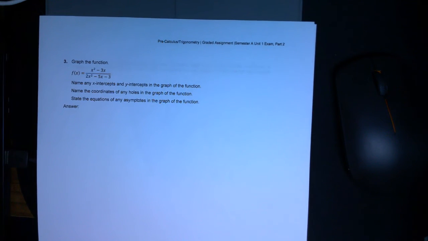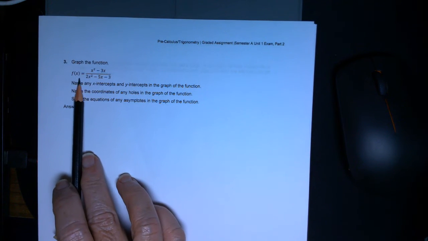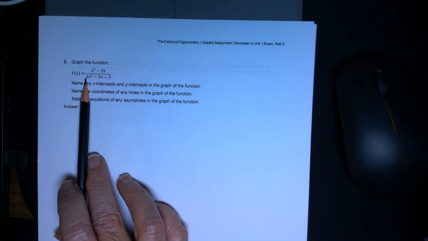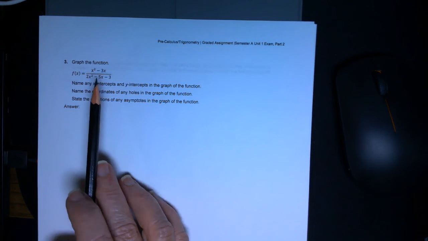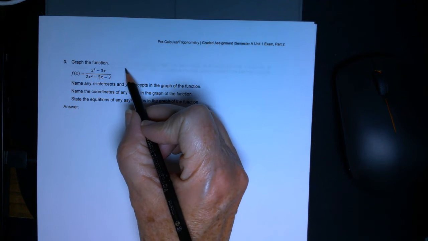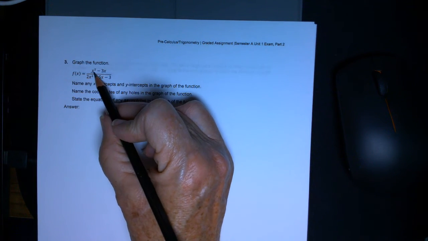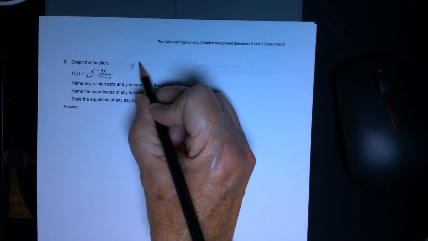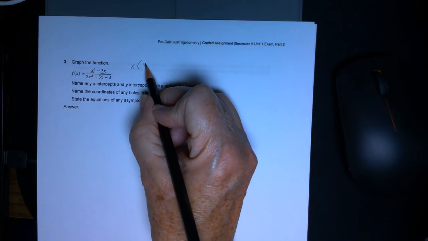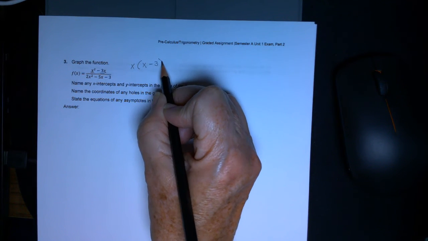All right, on this one, we're asked to graph the function f of x equals x squared minus 3x over 2x squared minus 5x minus 3. So we're going to factor the numerator first. If you look at both terms, both have an x in them, so let's factor out an x. So this is x times x minus 3.